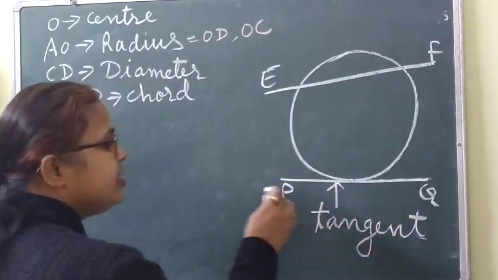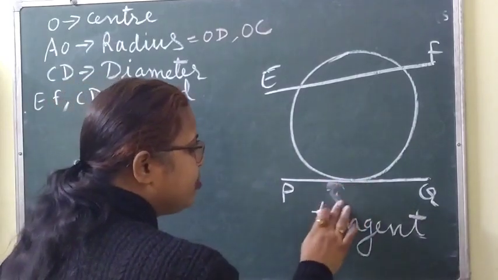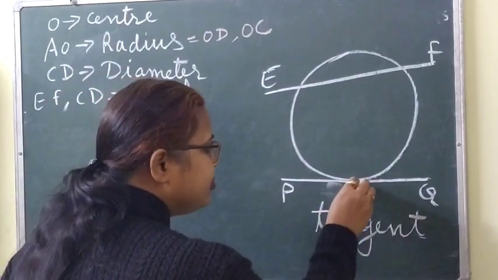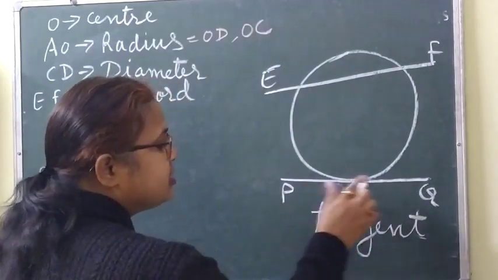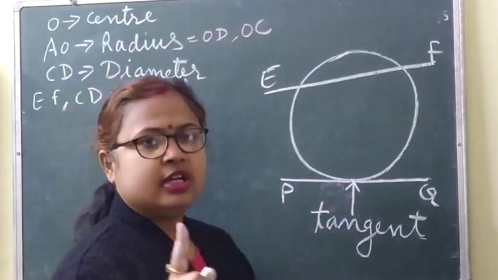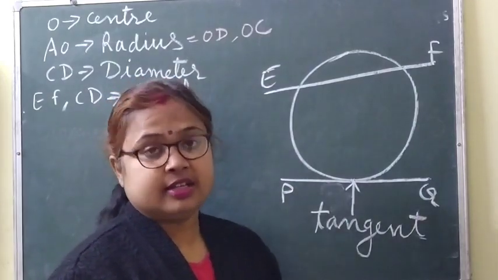Clear? So a straight line that touches the circle at one point. This one point is what here? This we can see. It is better to mark like this. So a straight line that touches the circle at one point, that line is called a tangent.